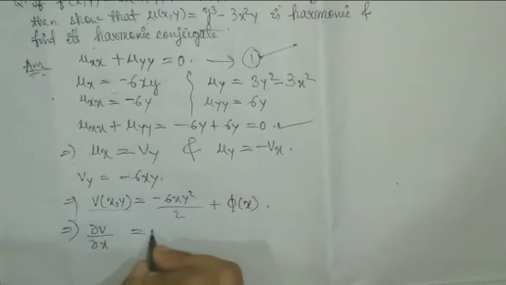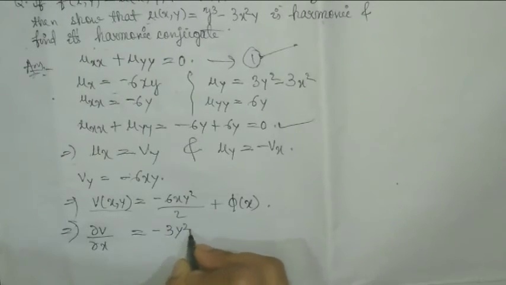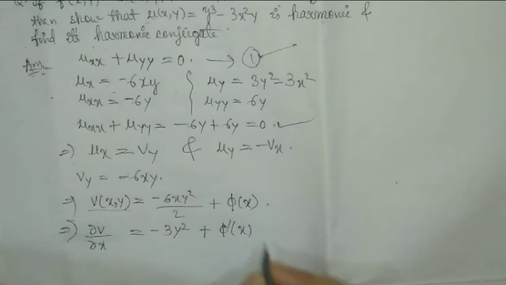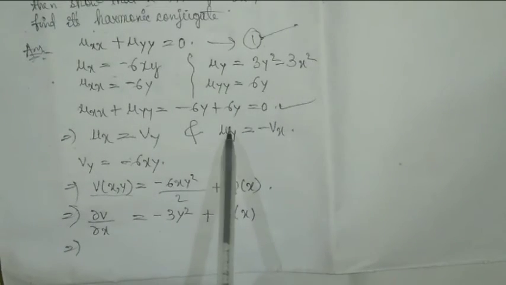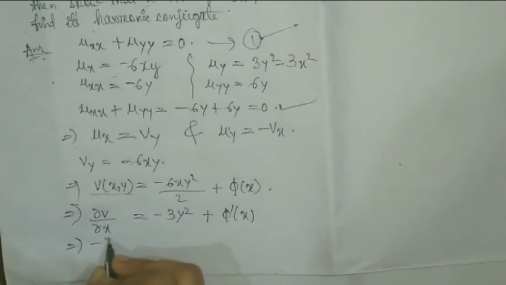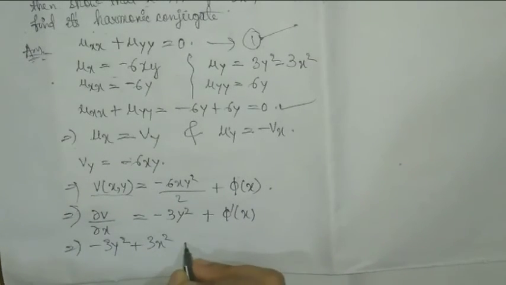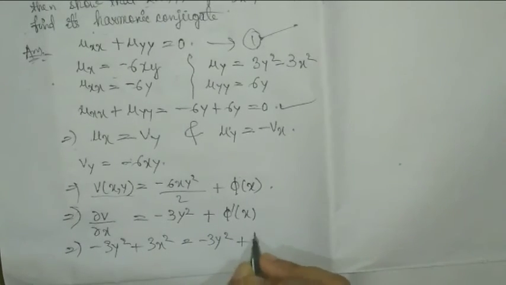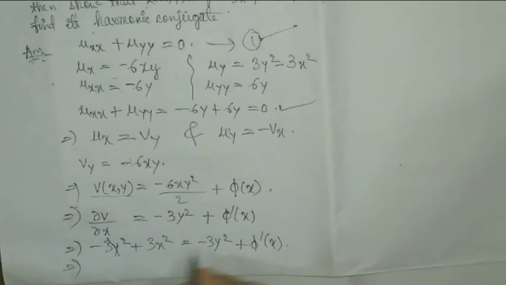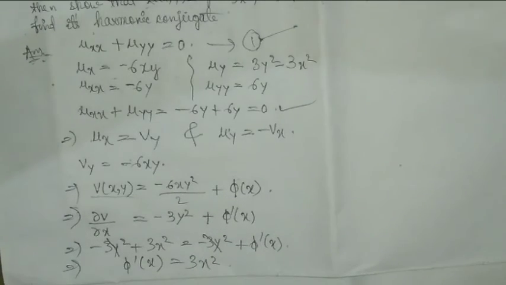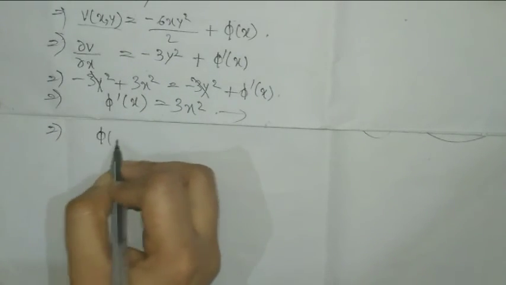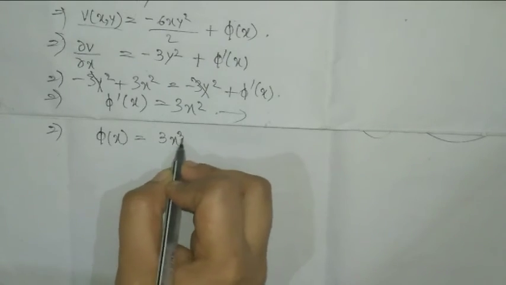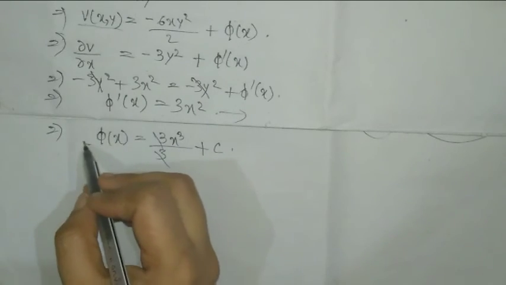So del v by del x is equal to minus 3y square plus 5 dash x. Alright, now we know that del v by del x is equal to how much? Minus of u y, that is this much, minus 3y square plus 3x square, which is equal to minus 3y square plus 5 dash x. Now from here we will get 5 dash x is equal to 3x square. Alright, now we will integrate this with respect to x to get 5x is equal to 3x cube by 3 plus c. So we got from here 5x.